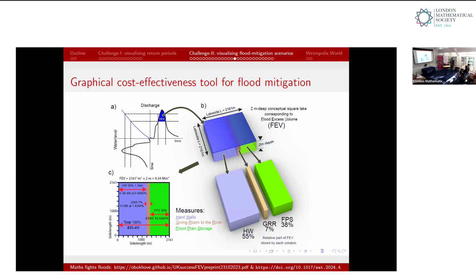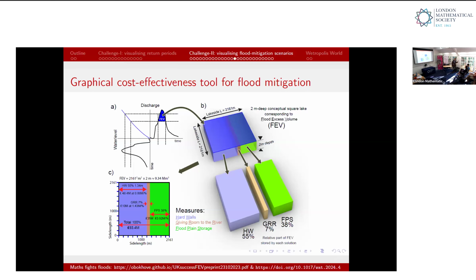Now, let's take this line and say that's the threshold water level above which I get flooding, right? You determine that. Yeah? So I can go up and find the threshold discharge for which I get flooding. That means that this blue area is the flood excess volume. It's the volume which you want to remove to not have flooding for that effect. Right? I mean, it's an area, but since it's cubic meters per second and you integrate over time, it's a volume. Now you can display that as a square lake, conceptual lake.